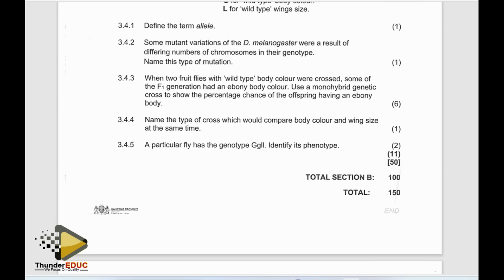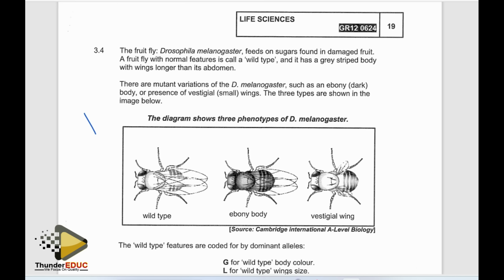Let's go to the last question. The Drosophila melanogaster feeds on sugar. Drosophila melanogaster, we call them the fruit flies, right? Yes, fruit flies, that it comes on here.